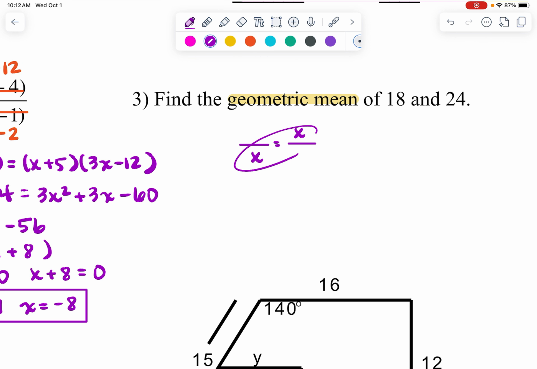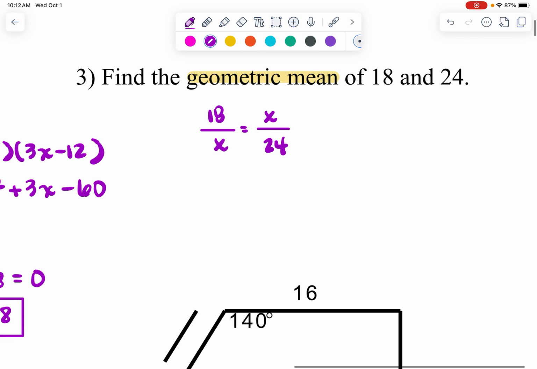And so your x's go here and here, and then your 18 and 24 go here and here. It doesn't really matter where you put those x's and numbers as long as the x's are opposite each other, because we do have to square the x's, and then we do have to multiply the 18 times the 24, which is going to give us 432. And that is not a perfect square, so I'm going to go off to the side.